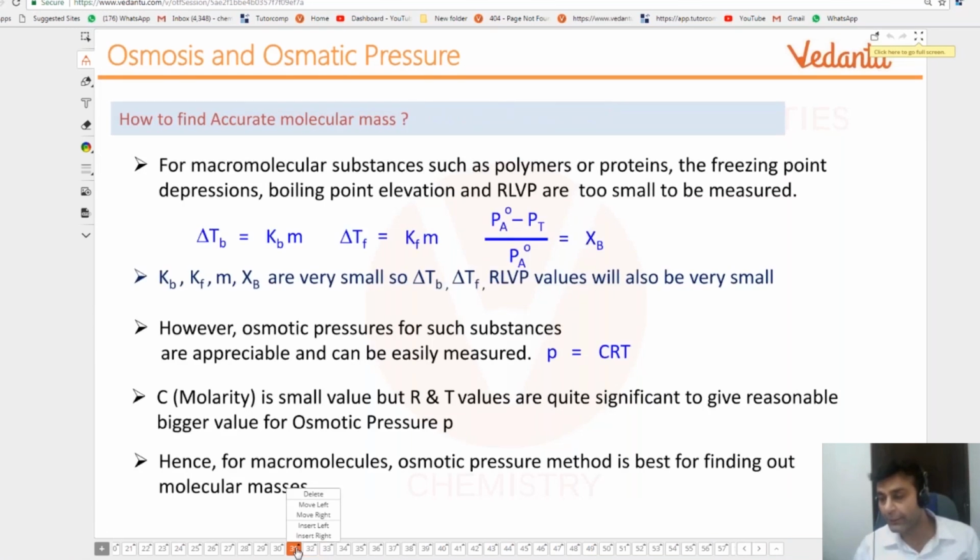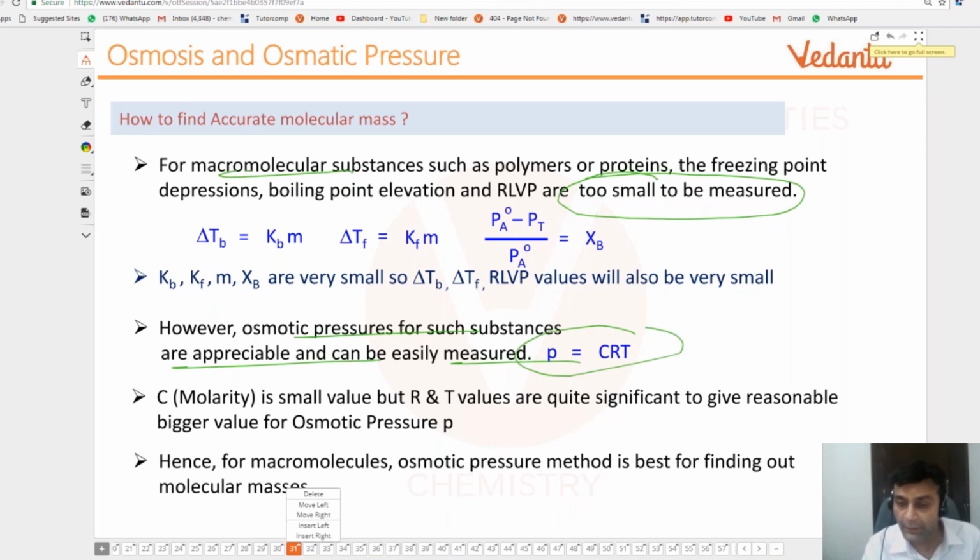So how to find the accurate molecular mass? I told you the same question in the beginning. Why do we prefer osmotic pressure rather than elevation of boiling point, depression of freezing point, or relative lowering of vapor pressure? Reason being, in those cases the values are too small to be measured. The magnitude is more in the case of osmotic pressure. The value is appreciable and can be measured easily.